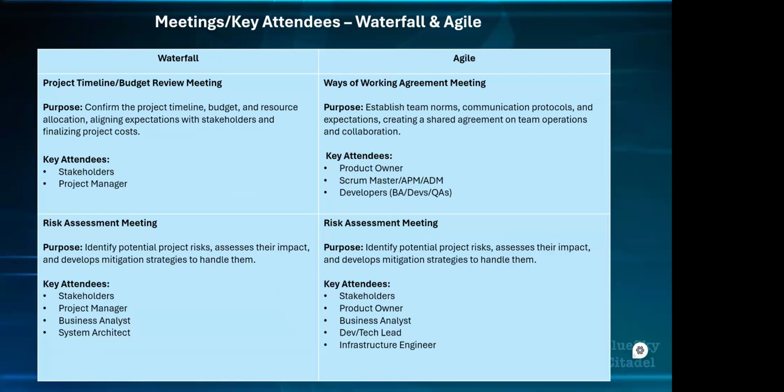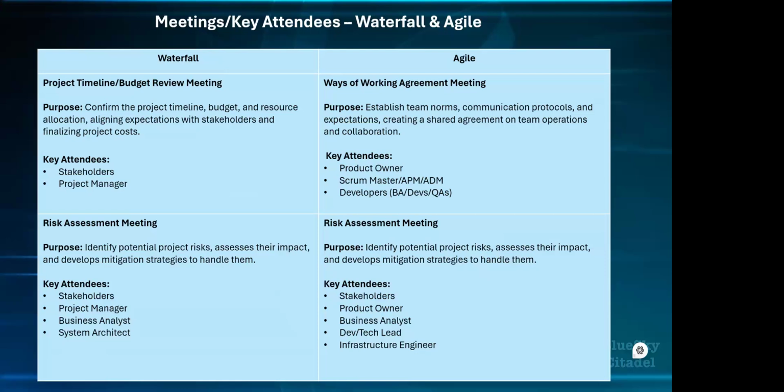For the risk assessment meeting, the key people that need to be there are the stakeholders, the product owner, the business analyst, the dev or tech lead, and the infrastructure engineer, because it depends on where the risk is. You want to bring in the system architecture and system security people in the organization. It's similar to the one for waterfall, just that the key people might be different. Again, it's to identify potential risks, assess their impact, and develop a plan.